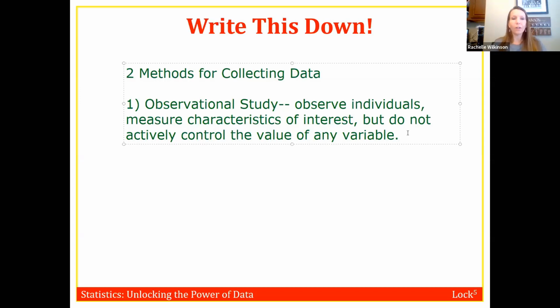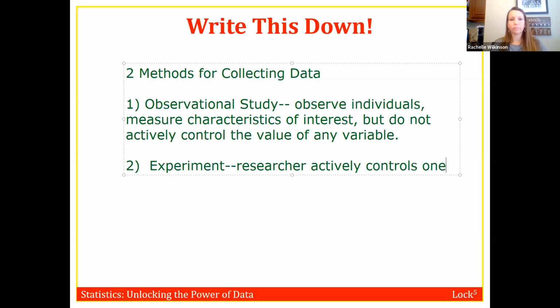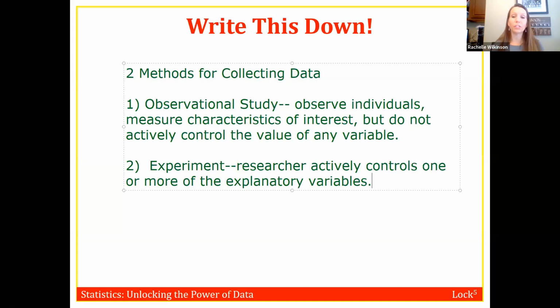Okay, then we have our other method for data collection, which is an experiment. In an experiment, the researcher actively controls one or more of the explanatory variables. So in an experiment, the researcher is controlling the levels of one of the variables.